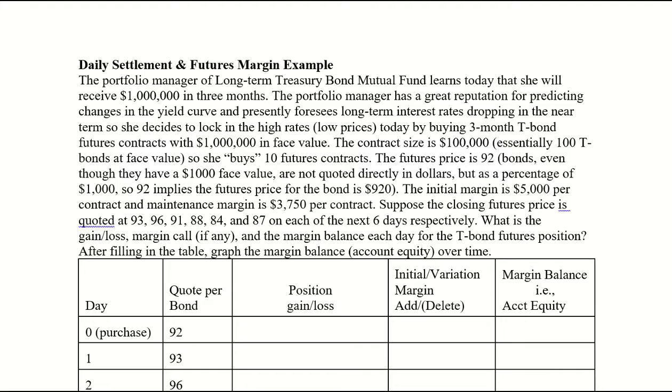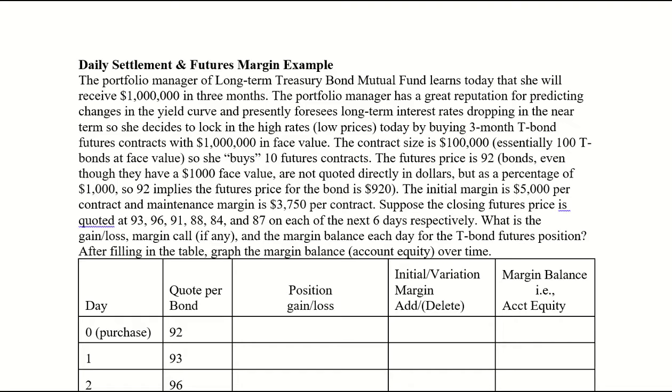So that's the background. Now, suppose the futures price is quoted at 93, 96, 91, 88, 84, and 87 on each of the next 6 days, respectively. What is the gain or loss, the margin call, if any, which is the variation margin, and the margin balance each day for the T-bond futures position. And then afterwards, we'll do a reconciliation of what's going on here.